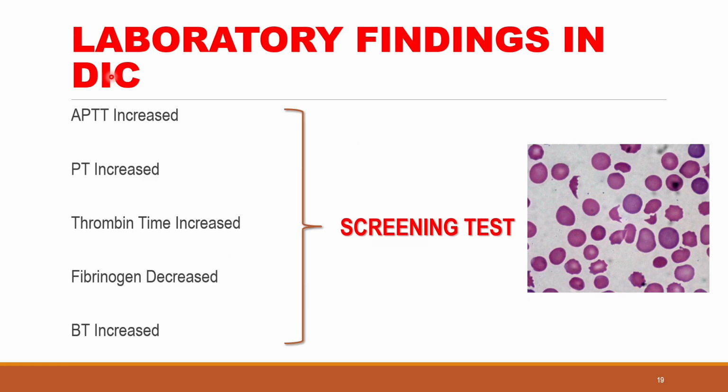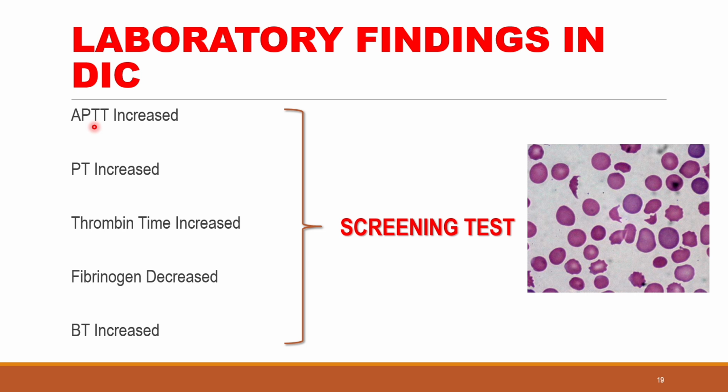So which are the laboratory findings in DIC? Now you can easily understand the laboratory findings. If you do the peripheral blood smear, then schistocytes are seen. Prothrombin time and activated partial thromboplastin time are increased. Prothrombin time reflects the extrinsic pathway. Activated partial thromboplastin time reflects the intrinsic pathway.